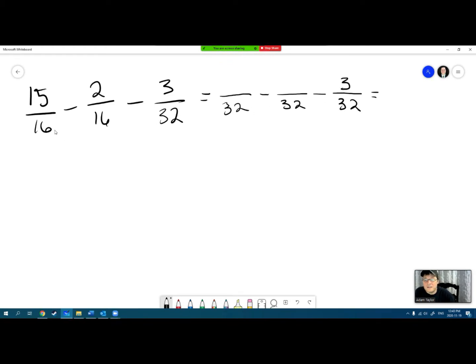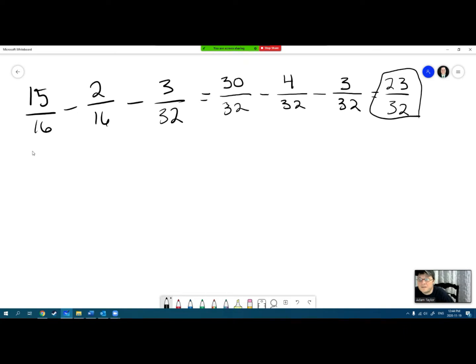16 times 2 is 32, so we'd have to multiply the 15 by 2 to get the numerator. So 15 times 2 is 30, and 2 times 2 is 4. So now that we have the denominators all the same, we simply subtract the numerators. So 30 minus 4 minus 3 is 26, 23, 23/32. Okay, so this would be your final answer: 23/32.